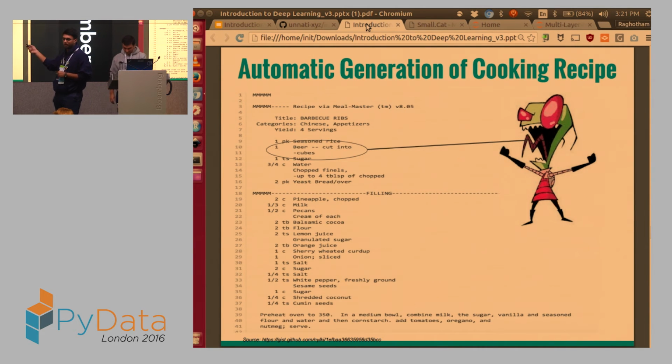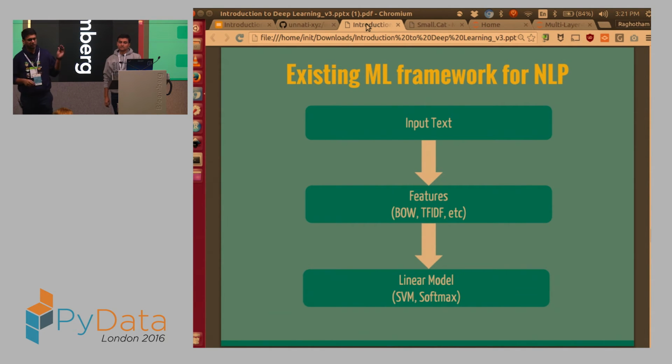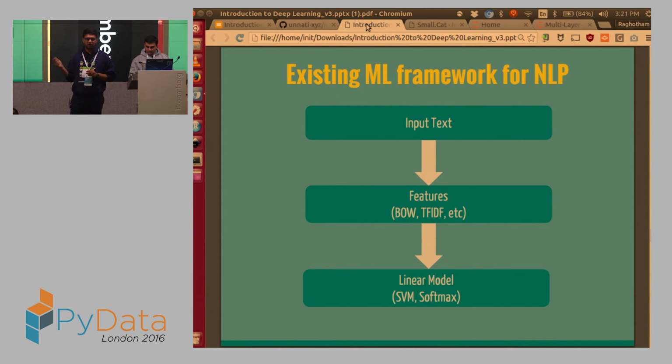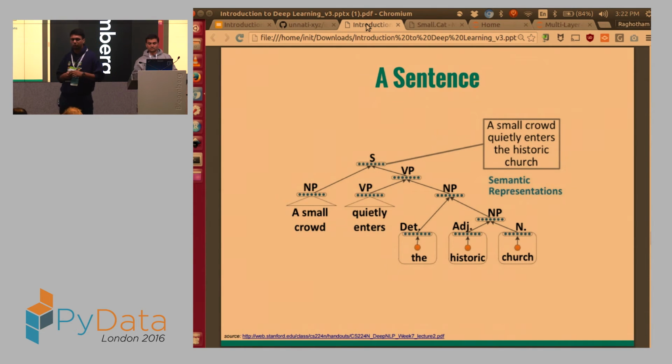Before we get into understanding how this works, let's take a simpler, normal approach. Mostly what people do with natural language processing is you have your inputs and then you extract your features, which is term frequency multiplied by inverse document frequency, or you do a bag of words approach. Then you have a machine learning model, which is your softmax or your support vector machine, and you start predicting how good the model is.